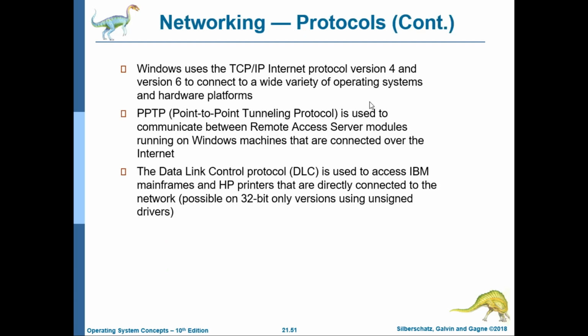Windows also uses TCP/IP, Internet Protocol versions 4 and 6, to connect to a wide variety of operating systems and hardware platforms. It also uses the Point-to-Point Tunneling Protocol, or PPTP. This is used to communicate between remote access server modules running on Windows machines that are connected over the internet. Another one is the Data Link Control Protocol, or DLC. It is used to access IBM mainframes and HP printers that are directly connected to the network, and is possible on 32-bit only versions using unsigned drivers.